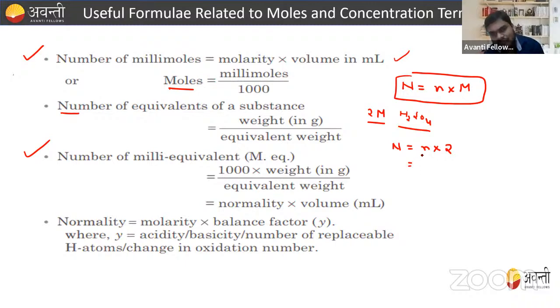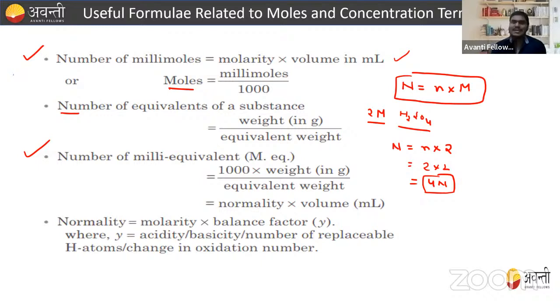Right. What is the n factor? We already discussed this. In H2SO4, how many replaceable H plus are there, beta? 2, because the basicity of H2SO4 is 2. So we have 2 into 2, it comes out to be 4. So normality comes out to be 4 normal, which is twice the molarity of the solution, right?